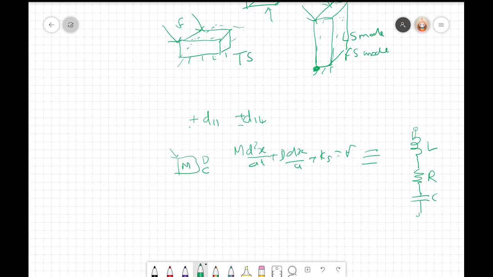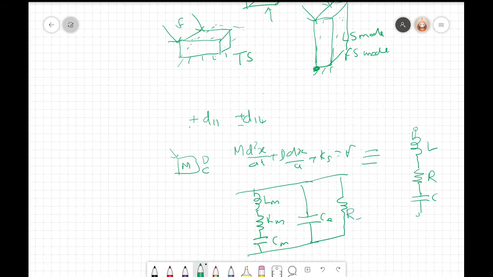So now if I look at this crystal, I have the mechanical equivalent. So this is L mechanical, R mechanical, C mechanical. Then I have the electrical capacitance, and of course there will be a leakage resistance, electrical leakage resistance, right? So this is the equivalent circuit. So we see that if I have a Q generated here, again I have to modify this.